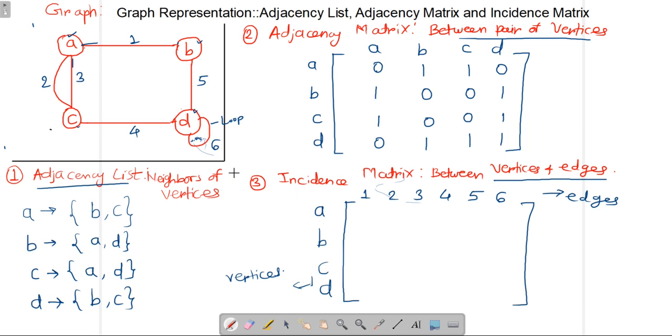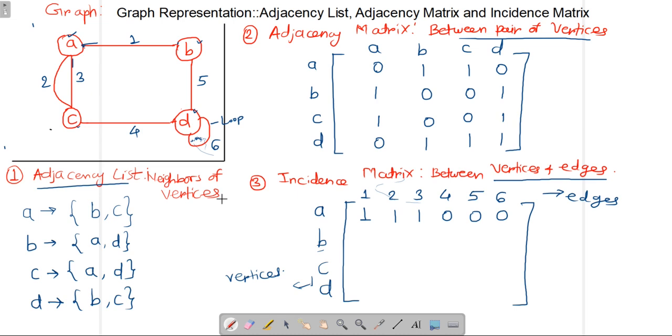So we have to check whether vertex A is incident with edge 1. Edge 1 is incident on vertex A, so here we will write 1. Then A is connected by edge 2, so we will write 1. A is incident on edge 3, so 1. For edge 4 there is no connection, so write 0. Edges 5 and 6 are not connected.